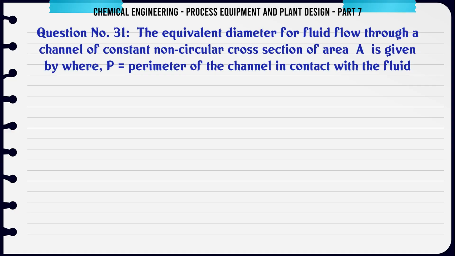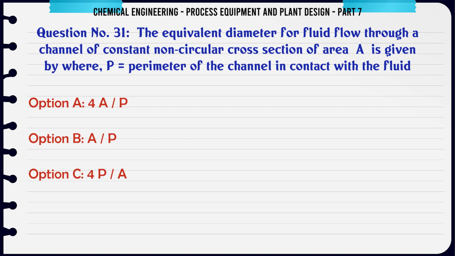The equivalent diameter for fluid flow through a channel of constant non-circular cross-section of area A is given by where P is the perimeter of the channel in contact with the fluid. A 4A/P, B A/P, C 4P/A, D A.